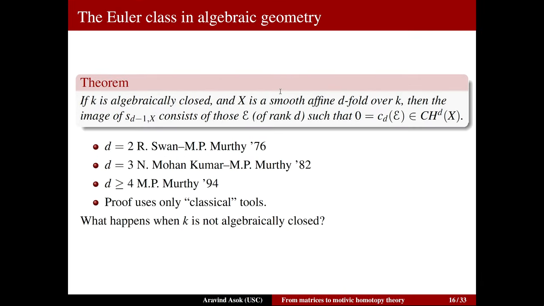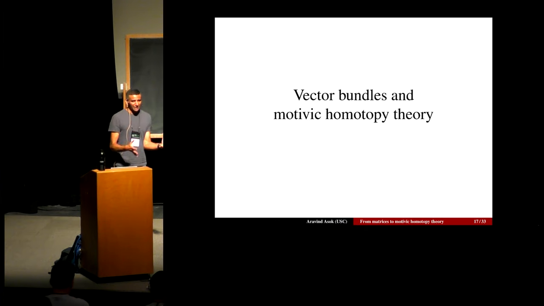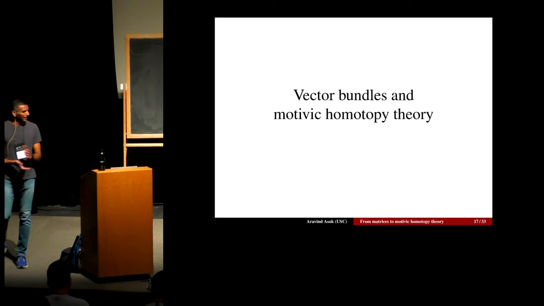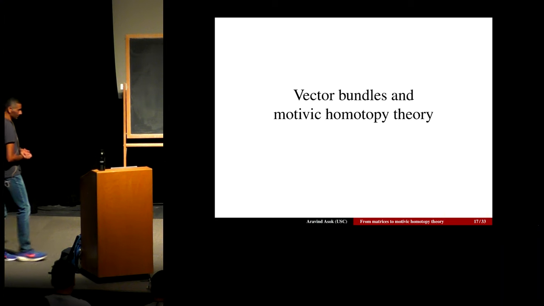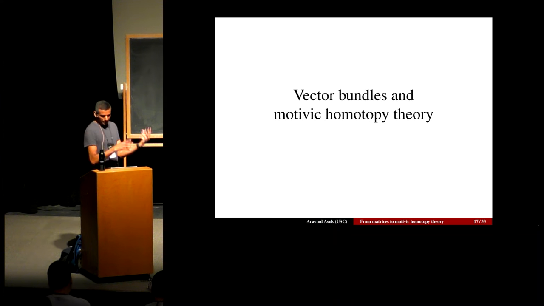So this leaves open a bunch of questions, which is what happens if K is not algebraically closed? And can you do anything at all if you're in positive corank? All right, so I told you a topological story. I told you a story in algebra. And now I'd like to bring the story from algebra back to topology.